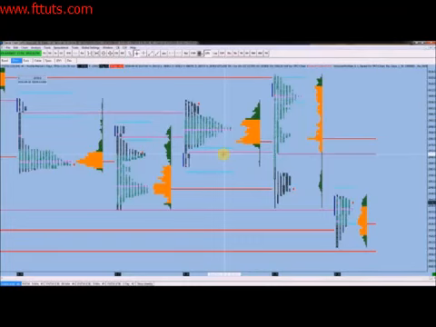So we've not just got yesterday's single prints, but actually this area, let's look back. This area was a value area high on the 26th of September. So across here to this day, it was a value area high. It was also a close. On this day, it was also where the market triggered higher.